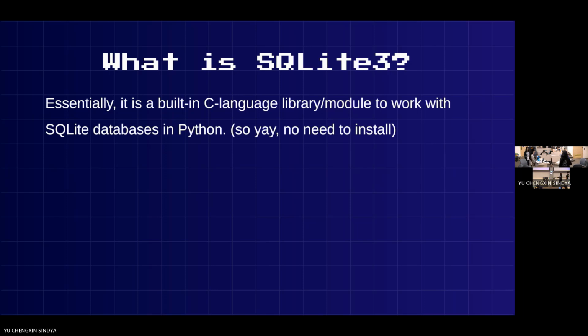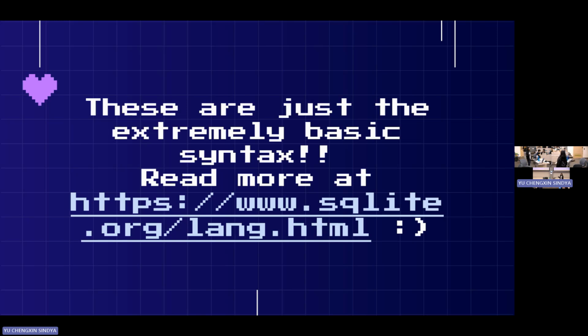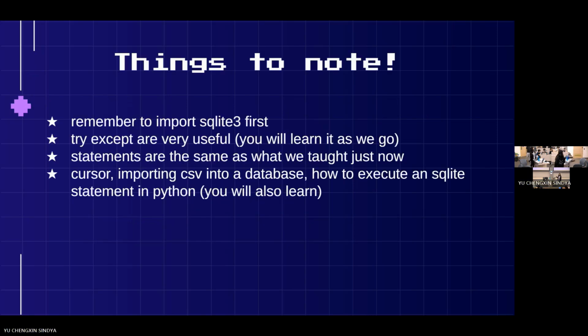Okay. So what's SQLite 3? It's a built-in C language library module to work with SQLite databases in Python. So you don't have to install anything external. These are just the basic syntax. You can read up more at the SQLite website.